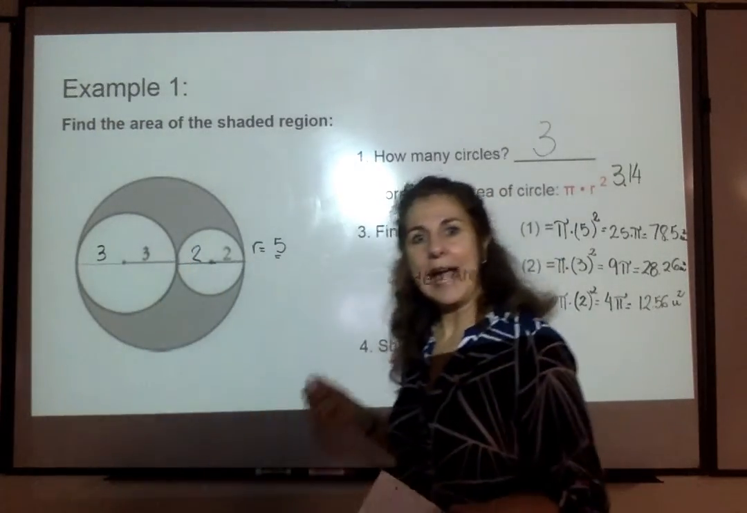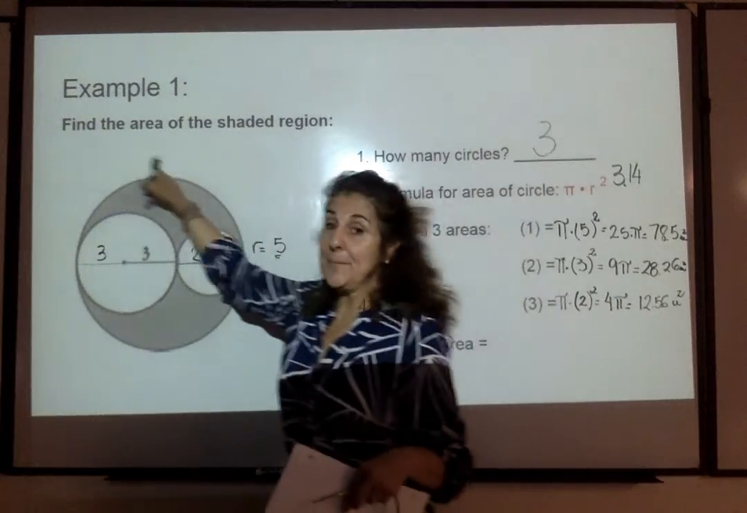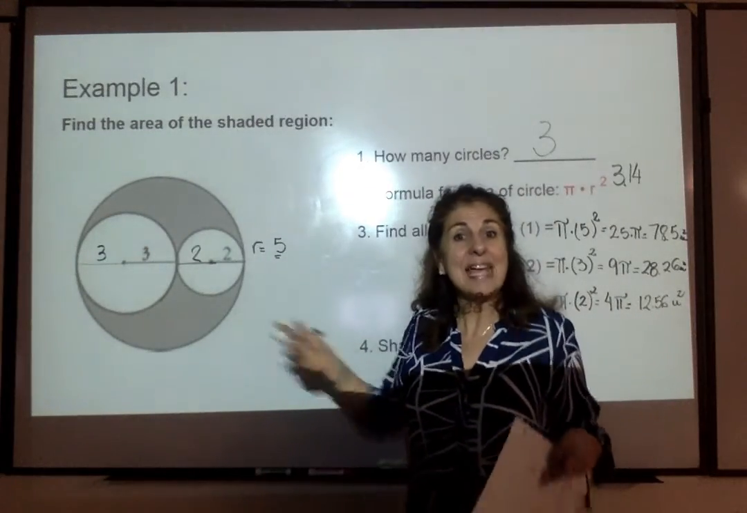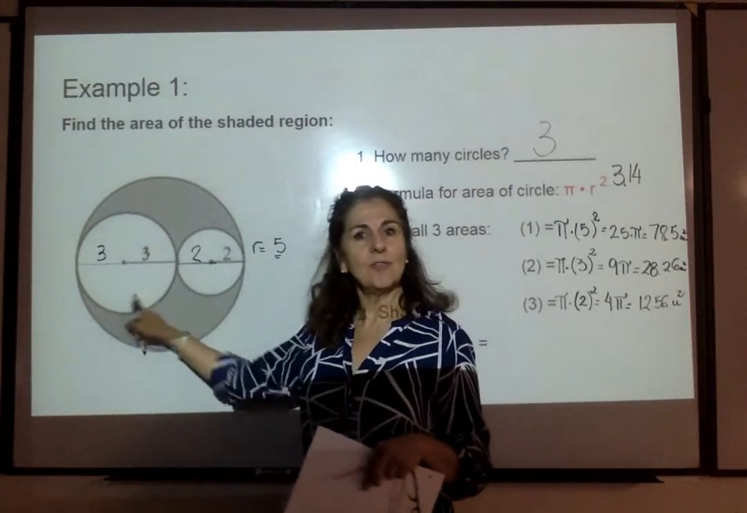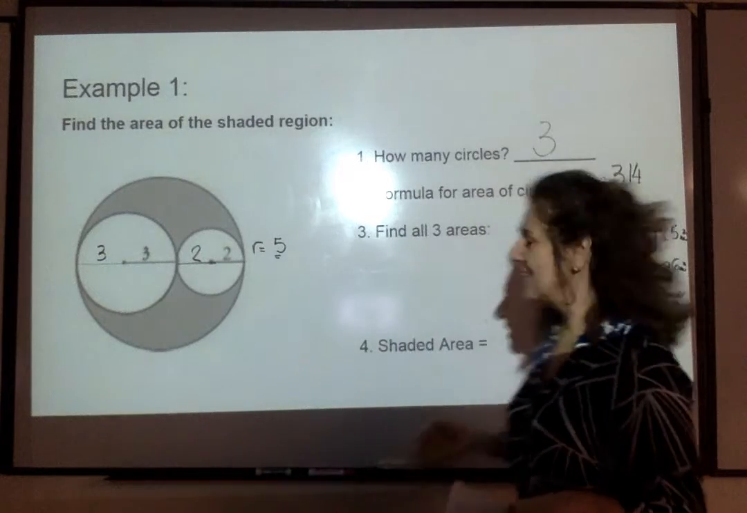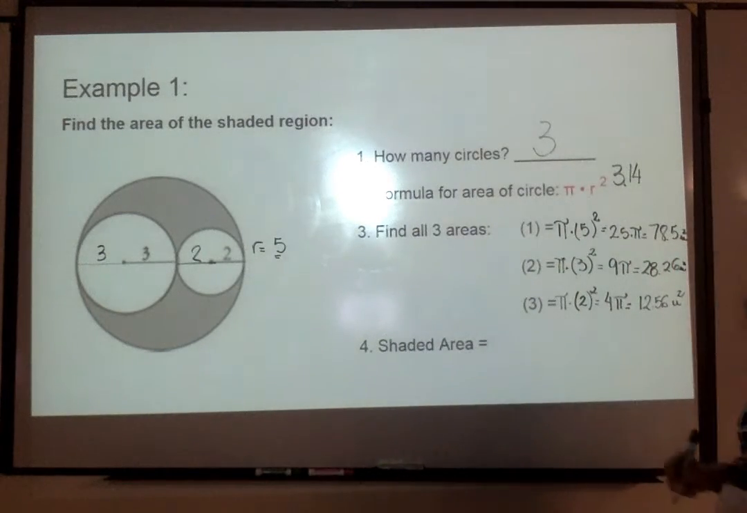Well, now how do I find this shaded area here? Very simple. I have to get the area of the big circle, and take away the area of the two little circles. So whatever is left is the shaded area. So let's do it. The shaded area is going to be how much?